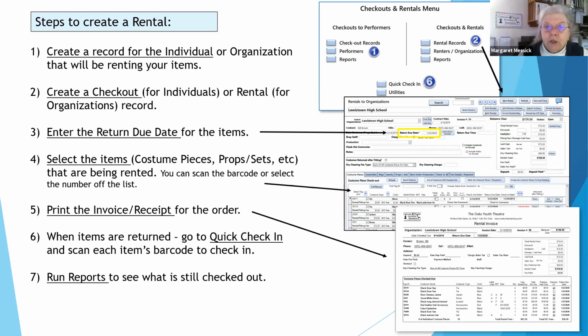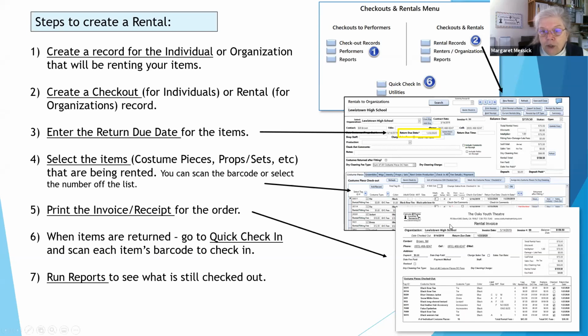And then you're going to go to your checkout screen here. You're going to select that organization or person. You're going to set or enter a return due date. And then you're going to select your costume pieces or ensembles or wigs or jewelry or props, anything that you are going to be checking out to that person. You would just come to the select ID field here and either enter the number or scan the tag or select it off the list. Print all the things that you've got.